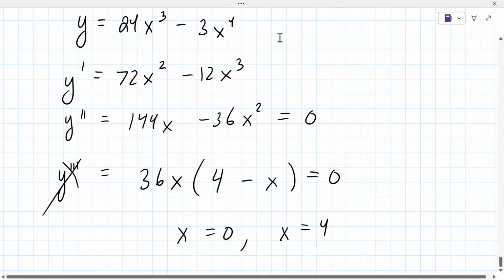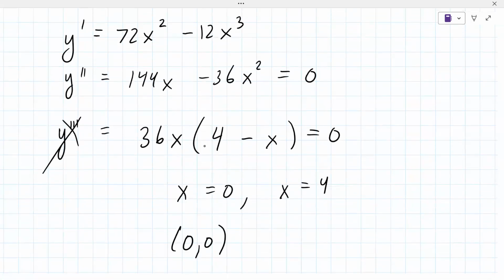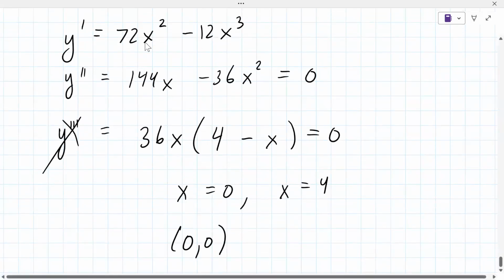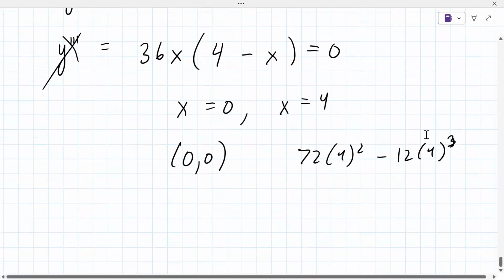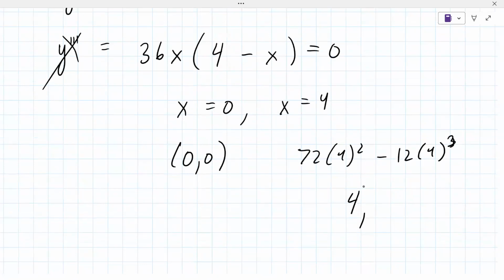So that means you have to go back to the original and put that point into the original. So the first one is 0, 0. The next one is 4 squared minus 4 cubed, like that. Or I'm sorry, you have to put in 72 times 4 squared minus 12 times 4 cubed. So if you want to calculate that for us, please.